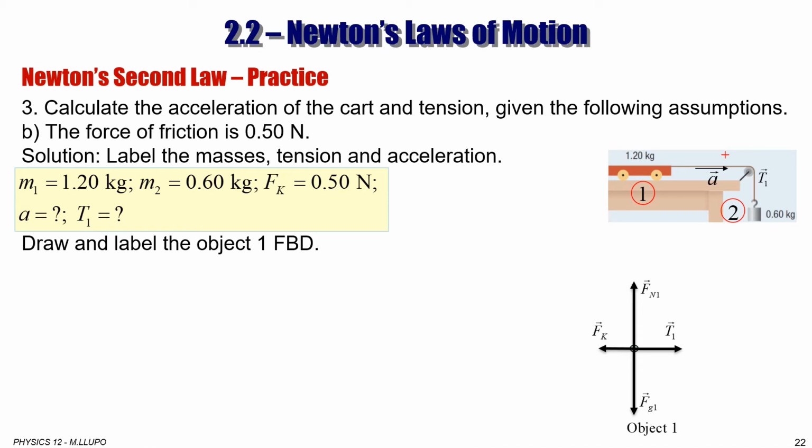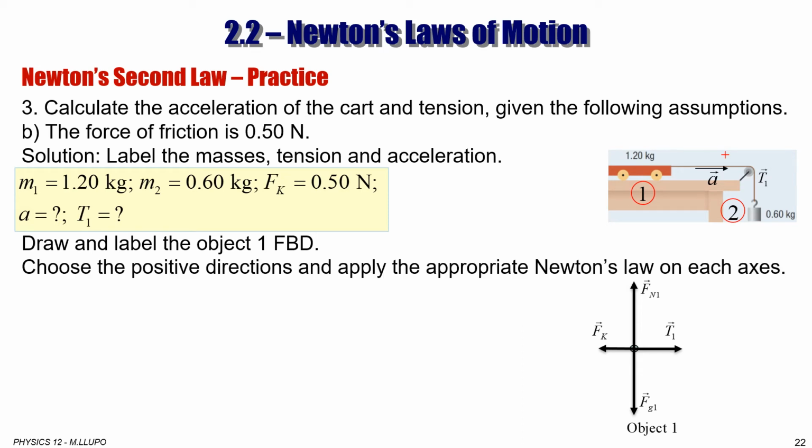The difference here is we do have force of kinetic friction, which is the opposite direction of the motion. So the motion is on the right, and force of kinetic friction has to be on the left. We choose a positive direction, which is direction of the motion. For the y-axis, which is not moving, there's no motion, we keep it simple, traditional, positive up. And for the x-axis, the direction of the motion is the direction of the acceleration, which is going to be a positive direction.